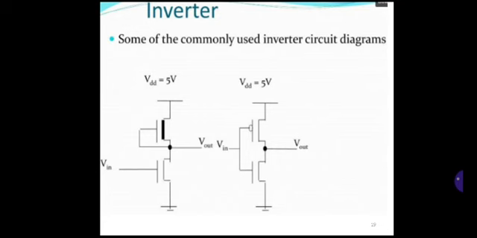The first example is the inverter. The first figure shows the inverter using NMOS technology, and the second figure shows the inverter using CMOS technology. Some of the commonly used inverter circuit diagrams are these. As we have already discussed in module number 2, how to draw the schematic diagrams of inverters, NAND gate, NOR gate, and a few other gates.